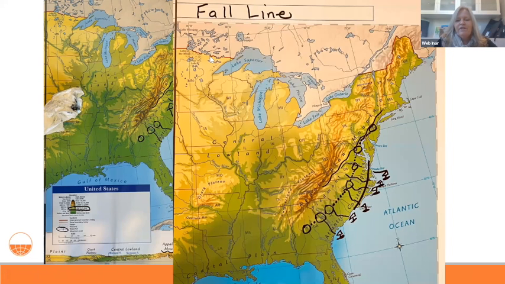And then what if after I circled all those waterfalls, I had to mark every river that ran from the Appalachians down to the Atlantic Ocean? And then what if I had them put a boat symbol at the outlet where each of those rivers meets the Atlantic Ocean? And then I connected the dots. I had them put a dashed line between all the waterfall symbols that they had.